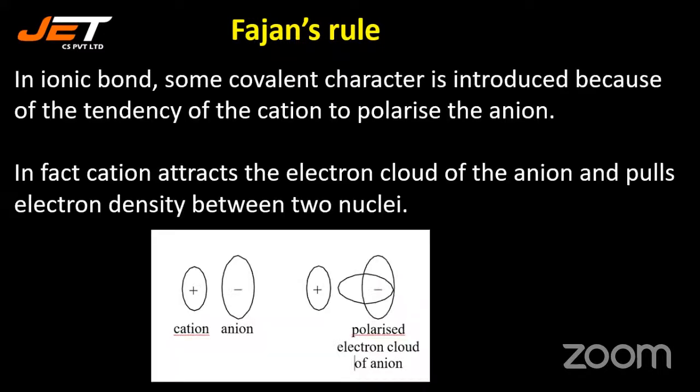Now, you know about the cations and the anions. So what does this statement mean, that in an ionic bond some covalent character is introduced because of the tendency of the cation to polarize the anion? In fact, the cation attracts the electron cloud of the anion and pulls the electron density between two nuclei. So what does this mean? What is actually being asked?